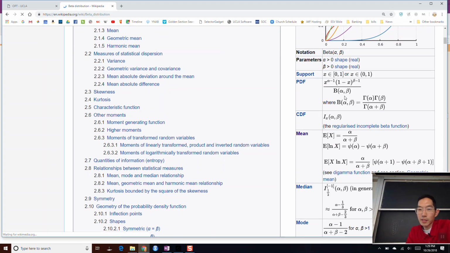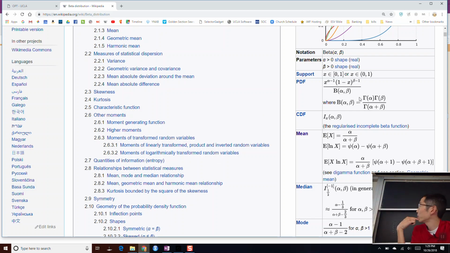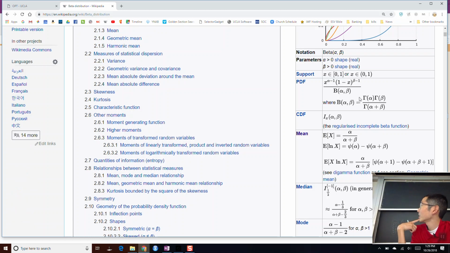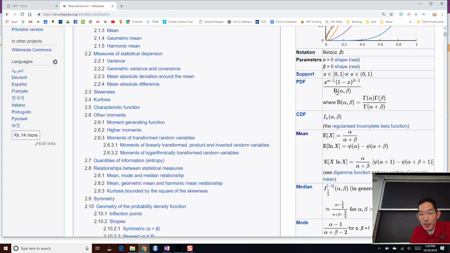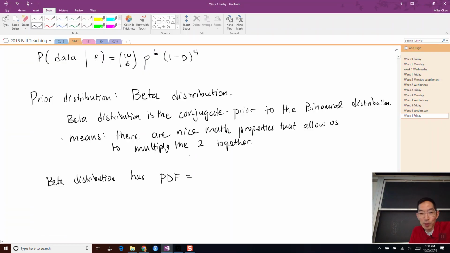Okay, and it looks like this. x^(α-1) times (1-x)^(β-1) divided by B(α, β), where B(α, β) is Γ(α)Γ(β) divided by Γ(α+β). All right, no big deal. This is in the denominator, so I'm going to flip this and put it up here, right?